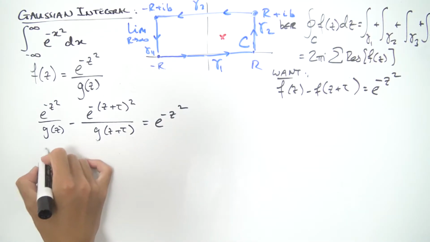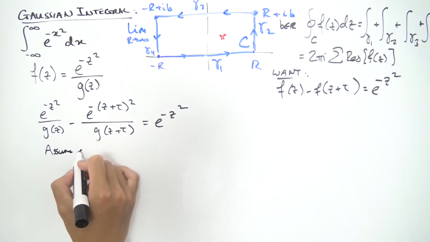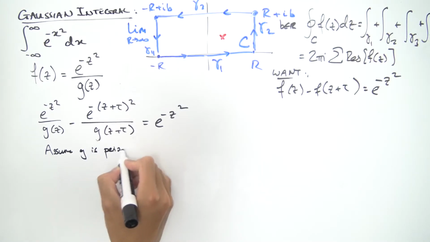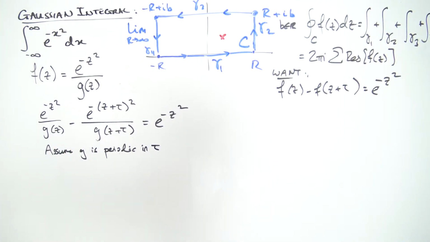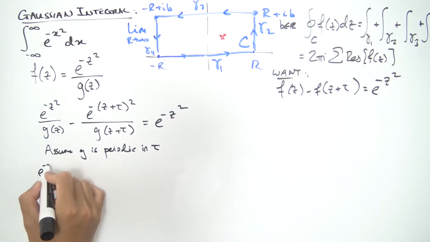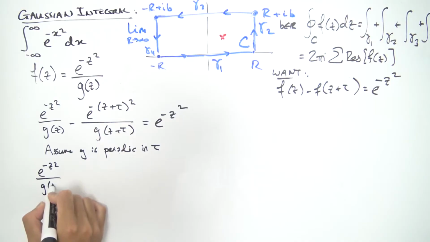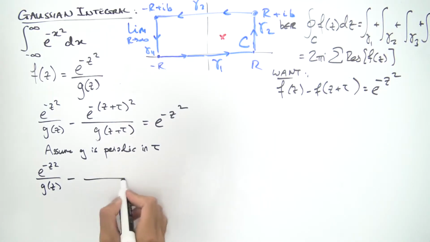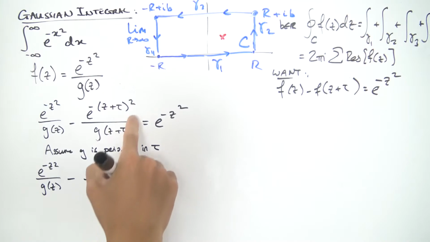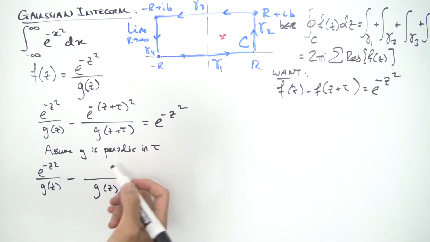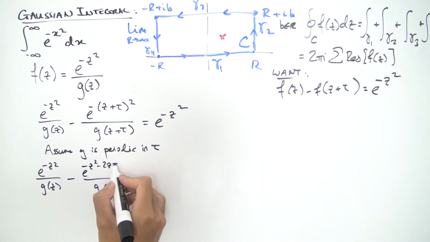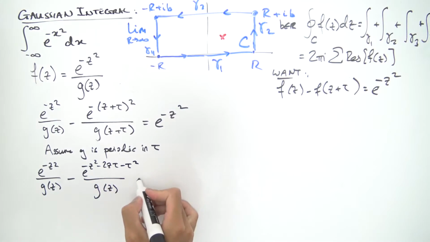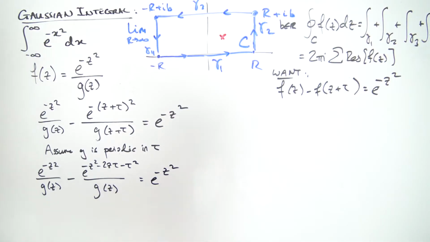Why not assume, so we're going to assume that g is periodic in tau. So g is periodic in tau, and what does that mean? g of z is the exact same thing as g of z plus tau. So let's rewrite this a little bit. We're going to have e to the minus z squared over g of z times, and this is divided by g of z, and let's expand out the top a little bit using the binomial theorem. So that's going to be e to the minus z squared minus 2z tau minus tau squared, and this is all equal to e to the minus z squared.